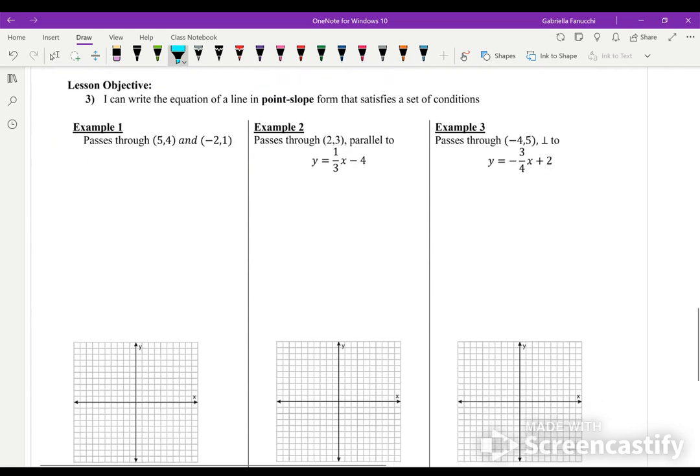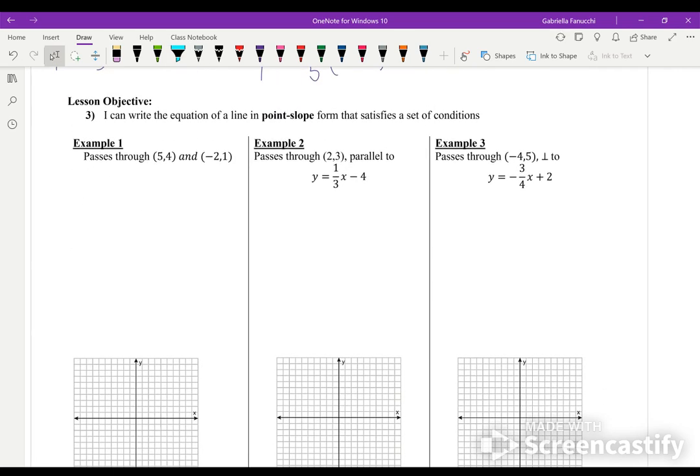All right, lesson objective number 3. I can write the equation of a line in point-slope form that satisfies a set of conditions. So we're going to be talking about parallel, passing through, perpendicular, all those things here. If a line is going to pass through points, we need to find the slope and then write it in point-slope form.